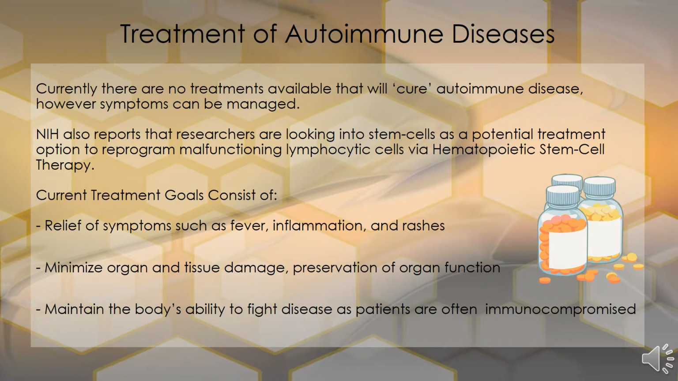Treatment of autoimmune diseases. Currently, there are no treatments available that'll cure autoimmune disease per se. However, symptoms can be managed. The National Institute of Health also reports that researchers are looking into stem cells as a potential treatment option to reprogram malfunctioning lymphocytic cells via hematopoietic stem cell therapy. The current treatment goals consist of relieving symptoms such as fever, inflammation, and rashes, minimizing organ and tissue damage and the preservation of organ function, and maintaining the body's ability to fight diseases, as the majority of autoimmune patients are often immunocompromised.